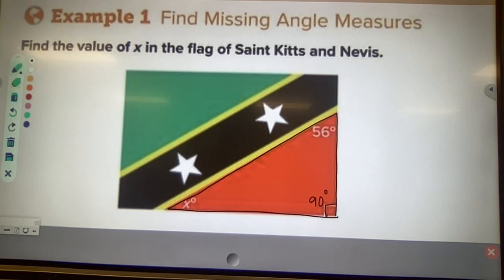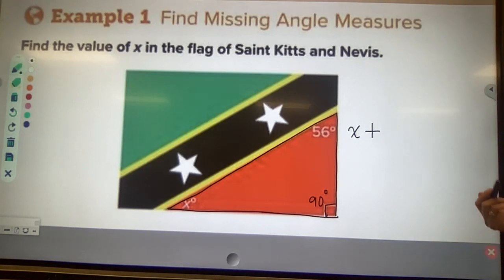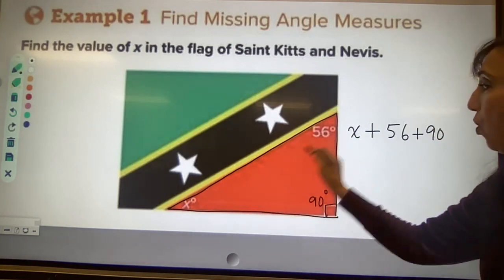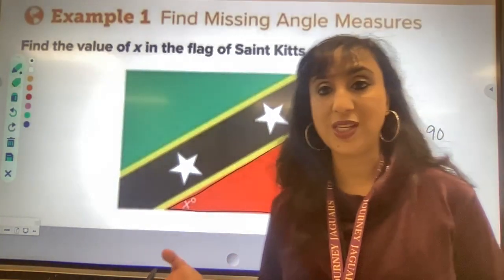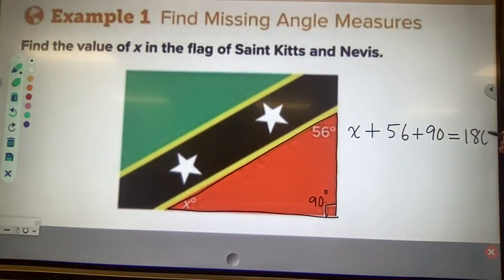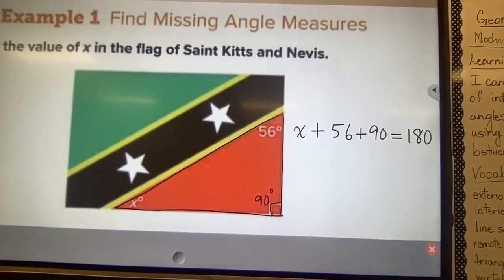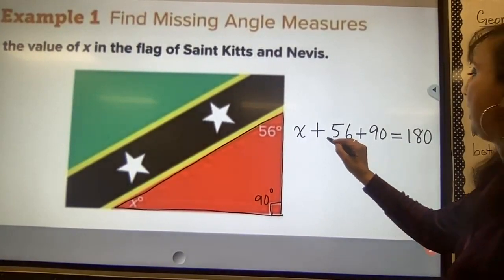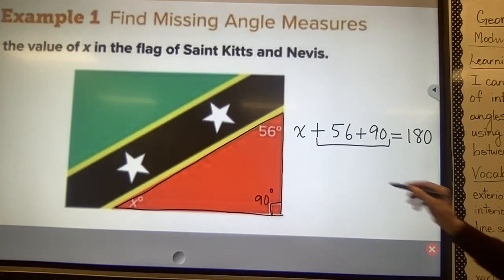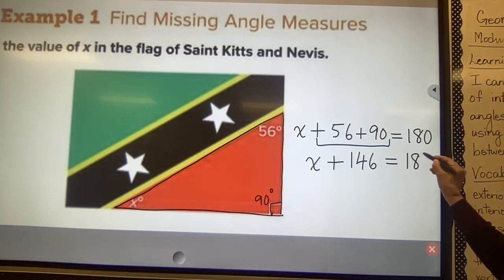So we are going to first write an equation, because X plus what? Plus 56 plus 90 over here. So all three angles in a triangle, as we just said, are equal to 180 degrees. So this is equal to 180. Okay. And so if that is equal to 180 degrees, now we are going to combine the like terms, and these are the like terms. So this is going to give me X plus 146 is equal to 180.